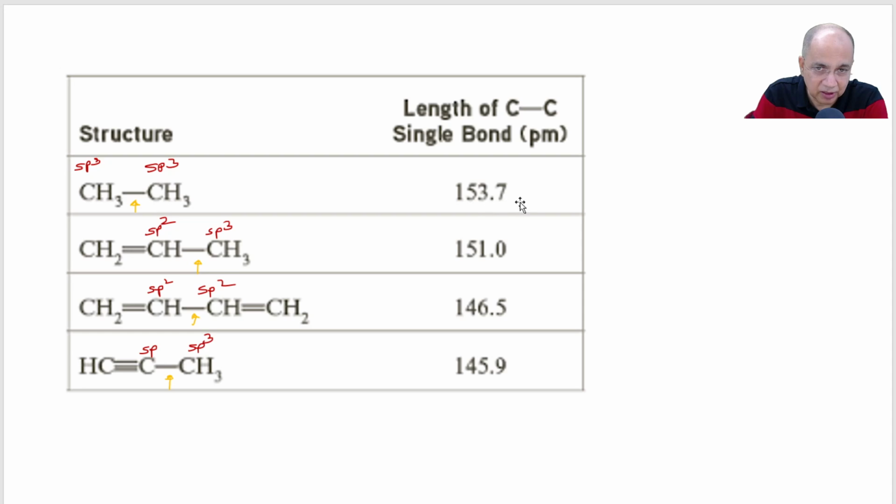This is the minimum C-C bond energy data, and this C-C is the maximum one, but I have the discussion on bond length. So as the percentage of S character goes on increasing in a bond, the bond length goes on decreasing.